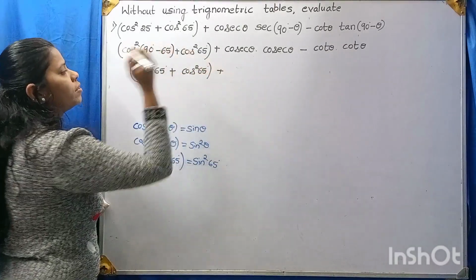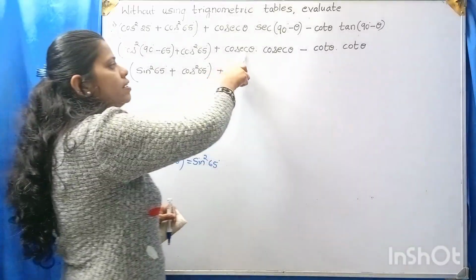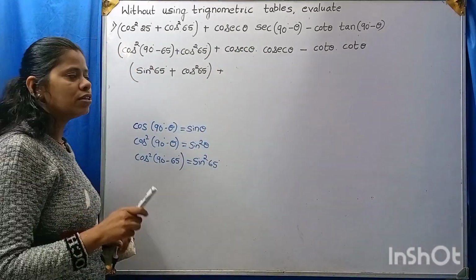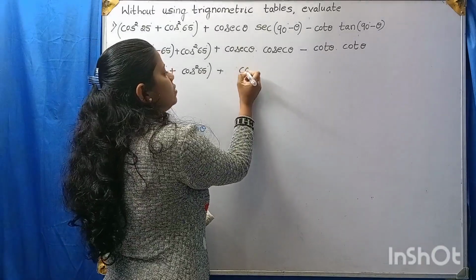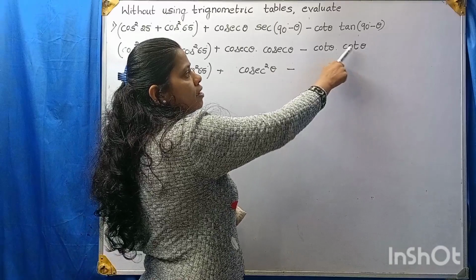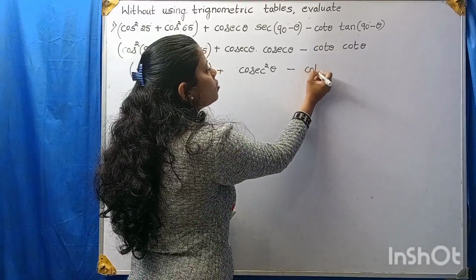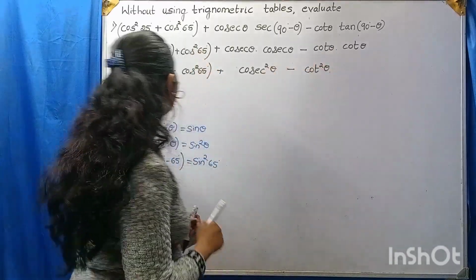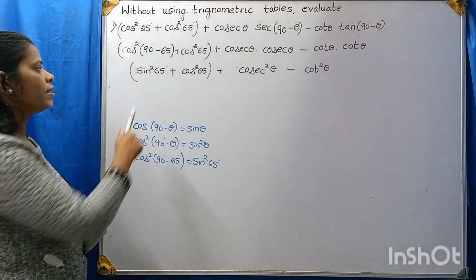Close the bracket. Plus cosecant theta into cosecant theta. What will it become? Cosecant square theta minus cot theta into cot theta. It will become cot square theta. We know the formula, right?